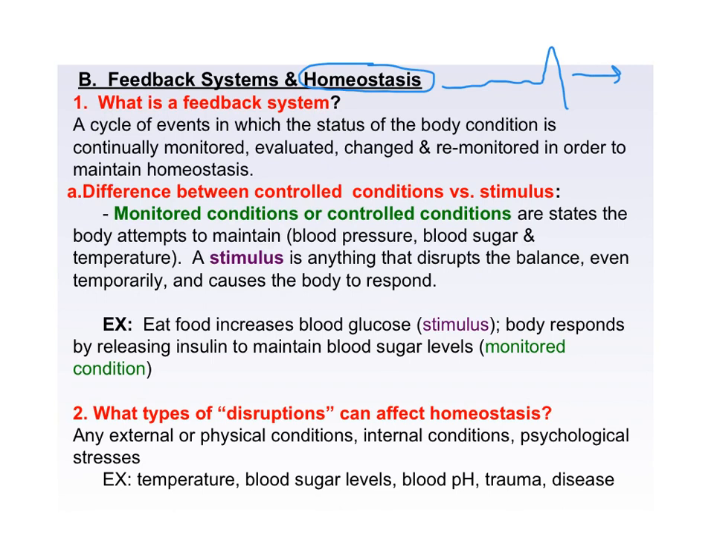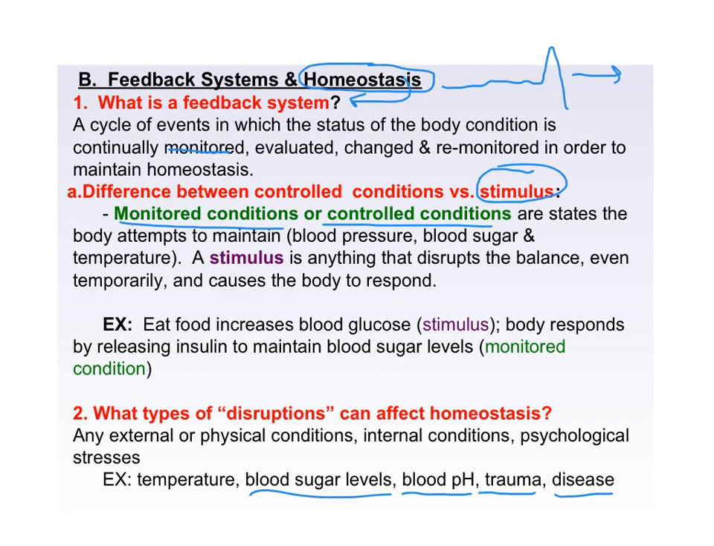Homeostasis basically works on what's called feedback systems. A lot of cells, organs, and structures in your body are constantly monitoring what's going on in your body. They're monitoring everything from temperature, blood sugar levels, and blood pH. Is there a disease? Is there any trauma? Have you been hurt in some way? Well, the body's always monitoring that. Those are called monitored conditions or controlled conditions. And that's always in response to some sort of stimulus.